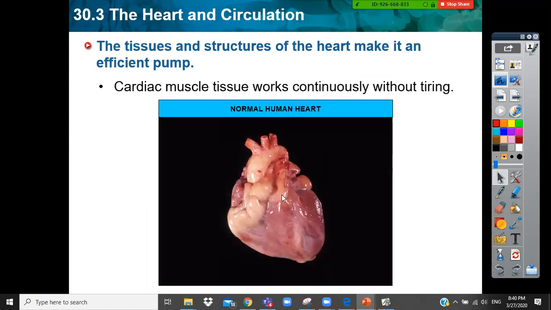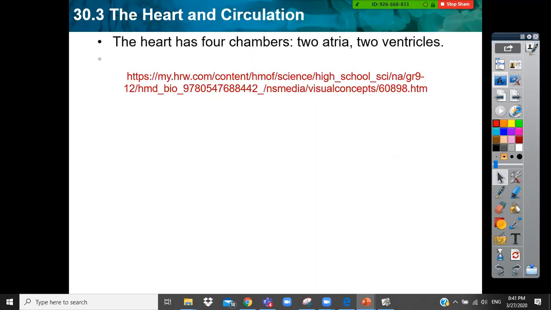In front of you is an actual real human heart. So as the lesson title shows, we will be talking mainly about the heart, its structure and function, and the circulation of the blood from the heart to all parts of our body, then back to the heart. Our heart is an amazingly powerful muscular pump. The tissue and the structure of the heart make it an efficient pump. The cardiac muscle tissue works continuously without tiring your whole life.